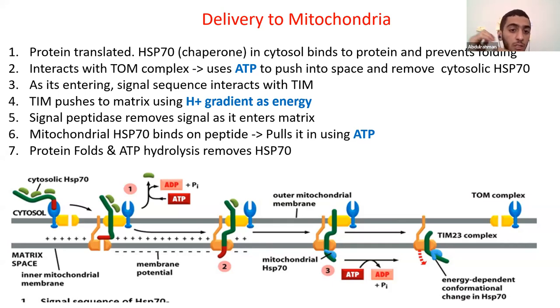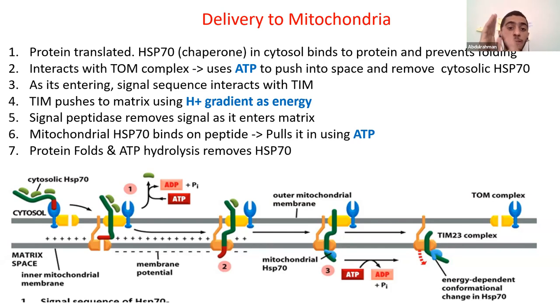Okay, I'm gonna go over it again in a few words. Basically, the protein is made in the cytoplasm. Cytosolic HSP 70 binds on it instead of a receptor, because the receptors are found on the mitochondria itself this time. The HSP 70 chaperone is going to prevent it from folding, because we don't want it to fold in the cytoplasm, not where we need it to function. The HSP 70 takes it over to the mitochondria. It reacts with the TOM complex, which uses ATP. ATP is used to get rid of the HSP 70 and to push it into the cell.